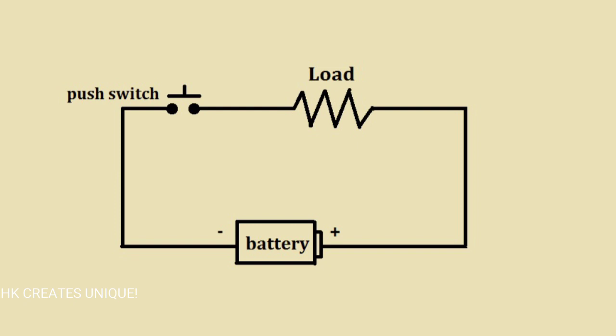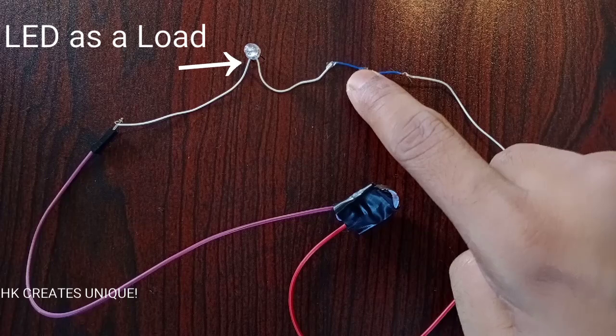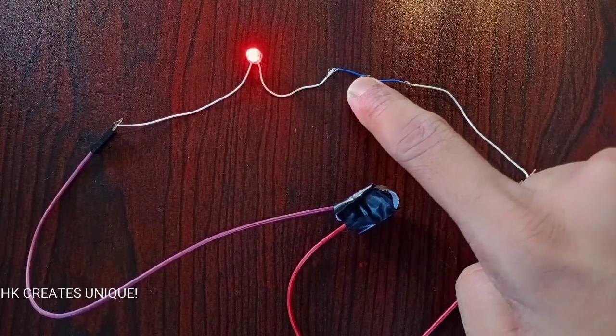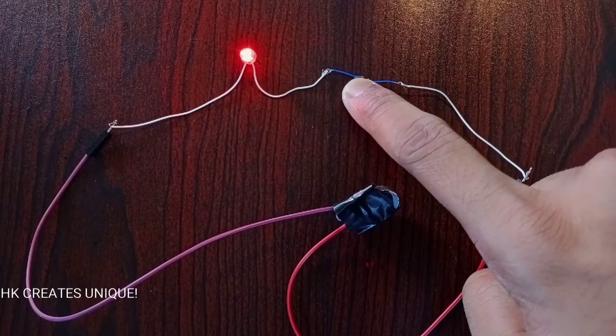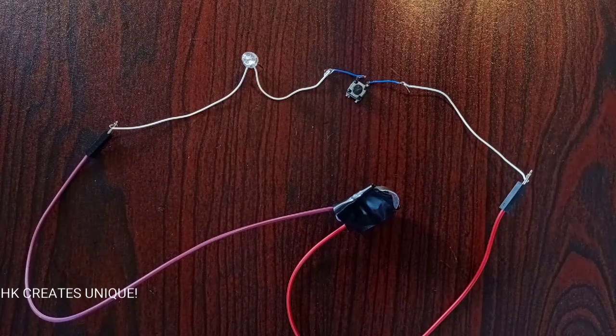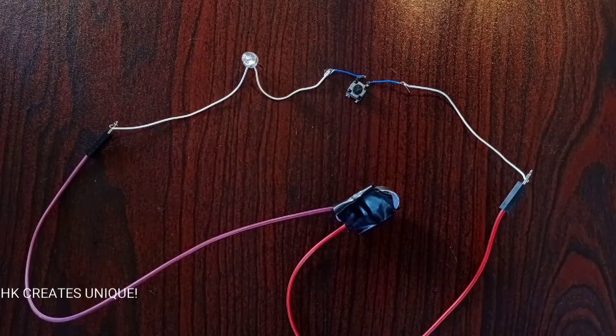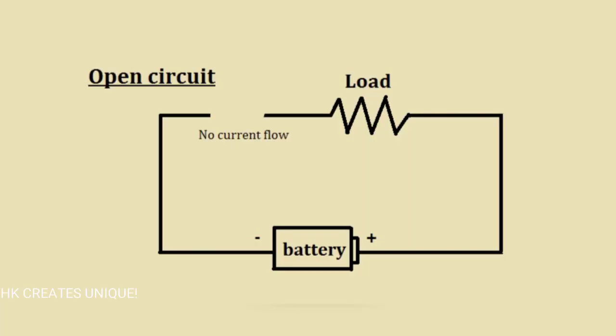It is connected with the load in series like this. When we push the switch, the circuit acts as a closed circuit, allowing current to flow through the load. But when you release the switch, it prevents current to flow through the circuit, and the circuit acts as an open circuit.